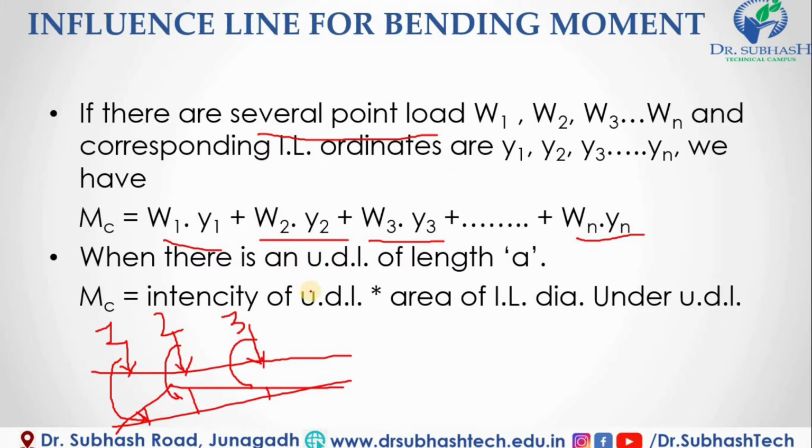In the same case, instead of point loads, suppose a UDL is given. The same equation we have to use, but the intensity of the UDL should be given in our data, and the area of this triangle shape is nothing but the area of the ILD under the UDL. So we have to calculate the area under the UDL. So this is all about the bending moment at C.